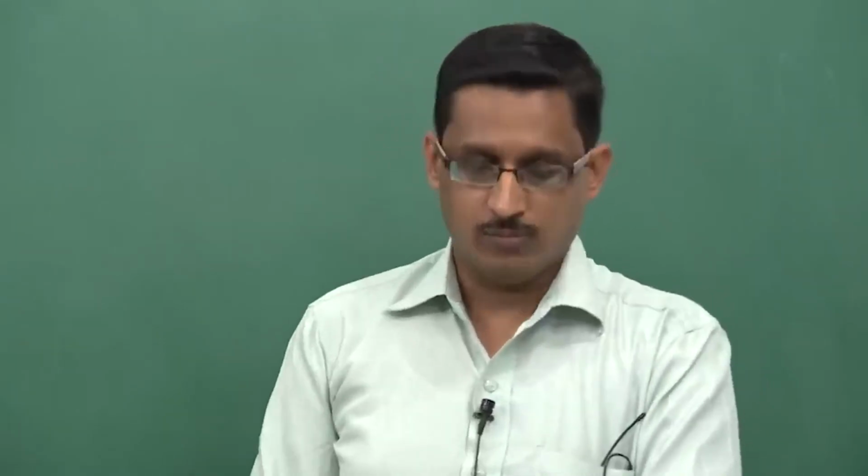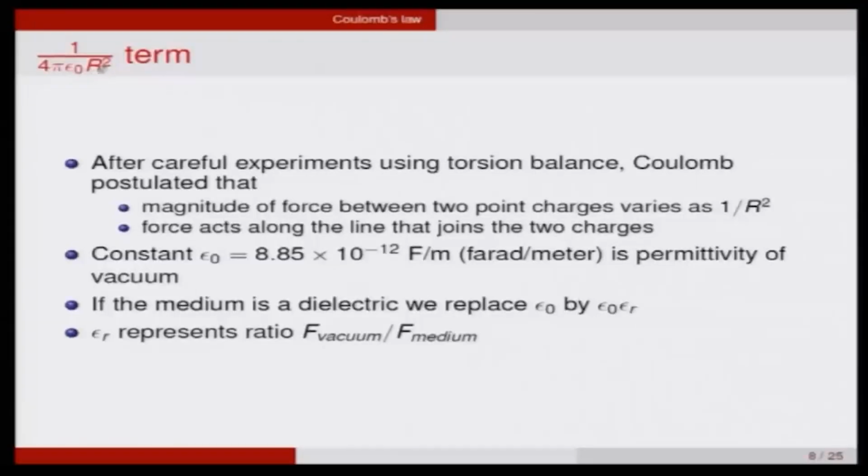Let us come to another term, which is 1 by 4 pi epsilon 0 r square. Here you can split this into two terms, 1 by 4 pi epsilon 0 and 1 by r square. The 1 by r square factor was postulated experimentally after Charles Coulomb performed a number of careful experiments using what is called the torsion balance, which he himself discovered. He postulated that the magnitude of the force between two point charges varies as 1 by r square. This is the inverse square law, very similar to the gravitational law.